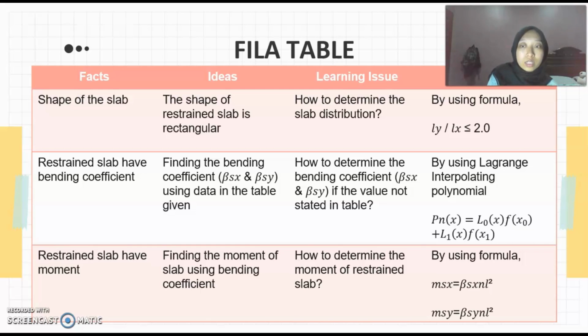So the last one is a restrained slab has moment. So the idea is finding the moment of slab using bending coefficient. So the learning issue is how to determine the moment of restrained slab. So the action is we have to use formula MSX equals beta x times n times length to the power of 2. Same goes for y, which is MSY equals beta y times n times length to the power of 2.